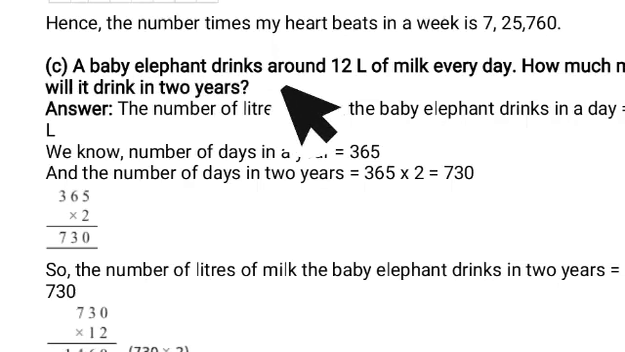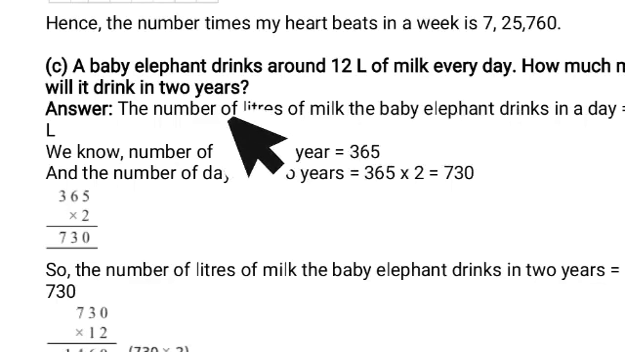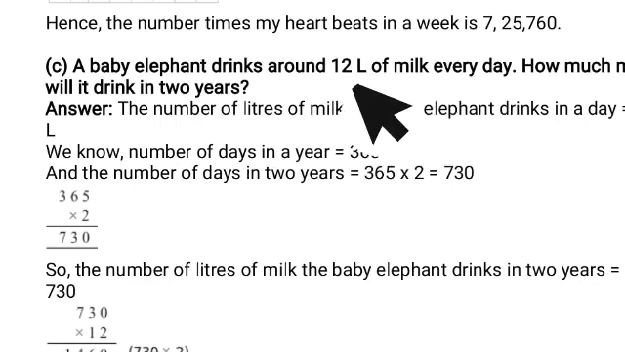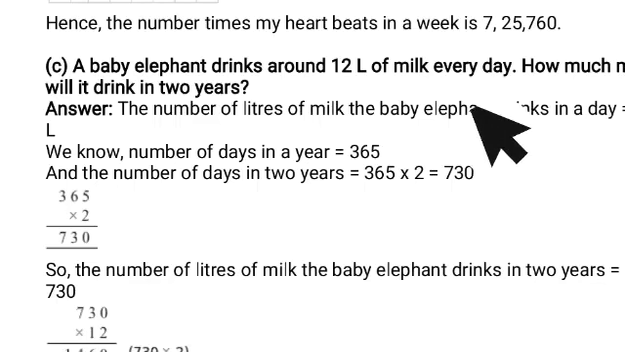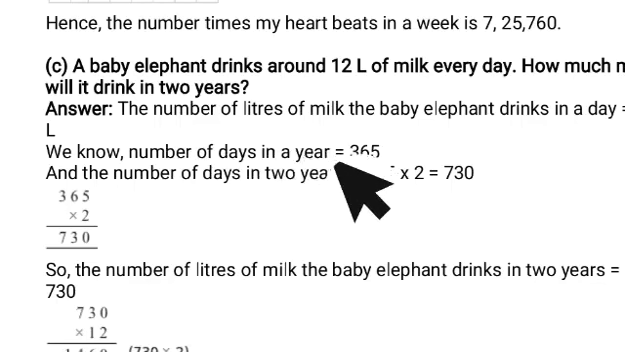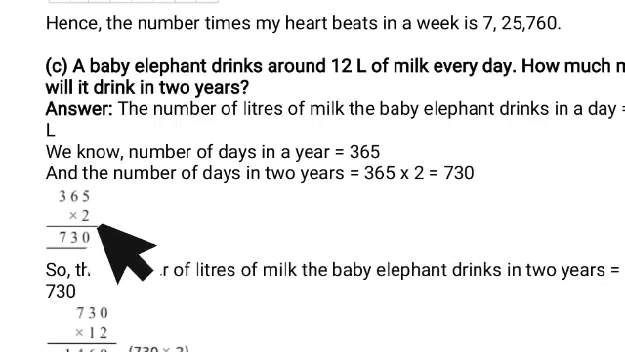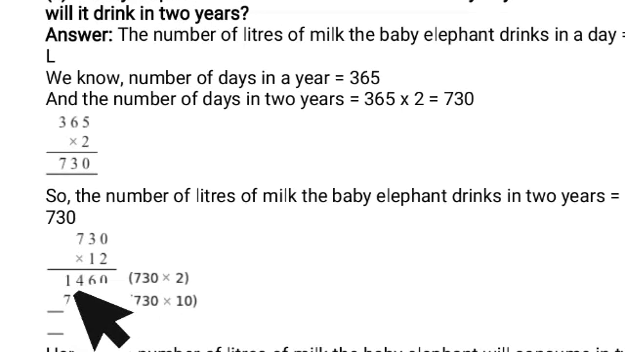A baby elephant drinks around 12 liters of milk every day. It means this elephant is drinking 12 liters of milk every day. How much milk did it drink in 2 years? So for 2 years, how much milk is required? For 1 year, 365 days are there. So 2 years means 365 into 2, which means 730 days.